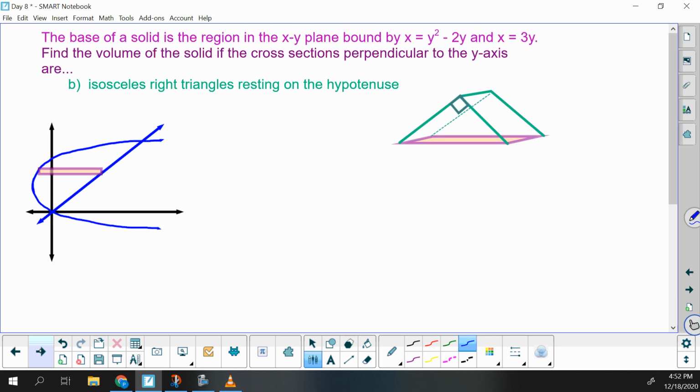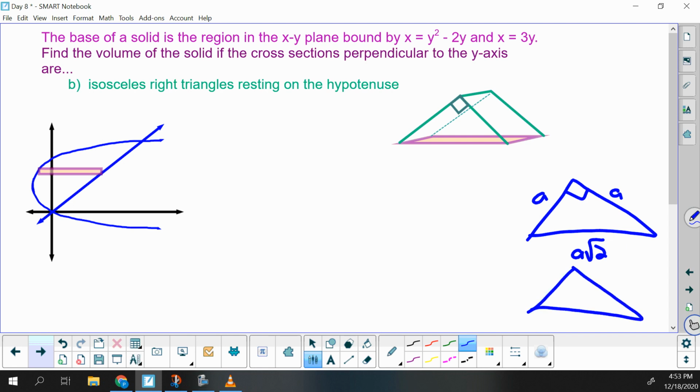So in the next one, we're going to do the same region, but this time we've got isosceles triangles that are resting on their hypotenuse. Well, our basic special right triangle has sides A, A, and A square root of 2. But because it's resting on the hypotenuse, let's make it so that hypotenuse is just A. So we'd want to divide everything by square root of 2, and we'd get 1 over square root of 2, or in other words, square root of 2 over 2 for each of these. And now this is just A.